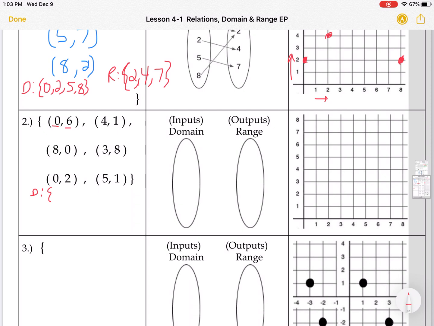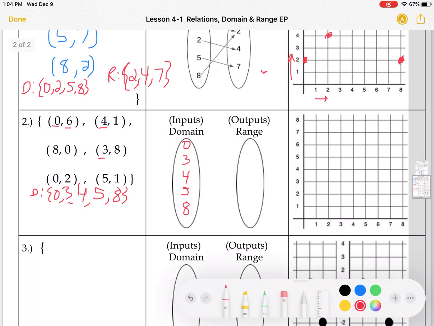So our domain, I'm just going to simply list the x values. 0, then I have 3, then I have 4, then I have 5, then I have 8. Now you don't have to list them in order from least to greatest, but it probably will make your life a little easier when you're mapping them. 0, 3, 4, 5, and 8. Those are all my x values. Those are all my inputs.